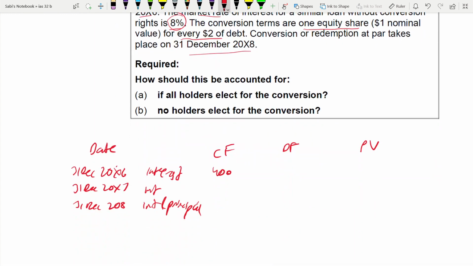So 4,000 with 100,000 added, it will be 104,000. Discount factor is 8%. So it will be 1 divided by 1.08 to the power 1, 1 divided by 1.08 to the power 2, 1 divided by 1.08 to the power 3. Multiply both cash flows with the discount factor.